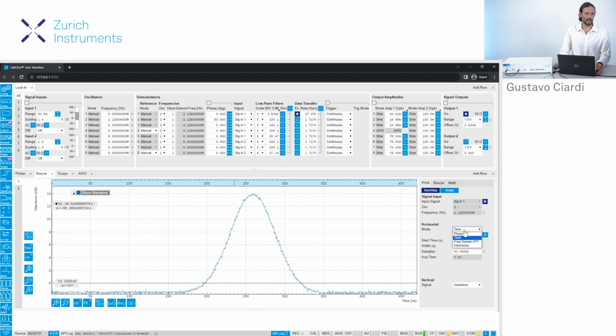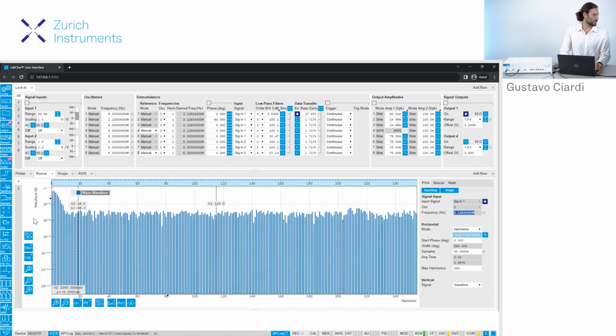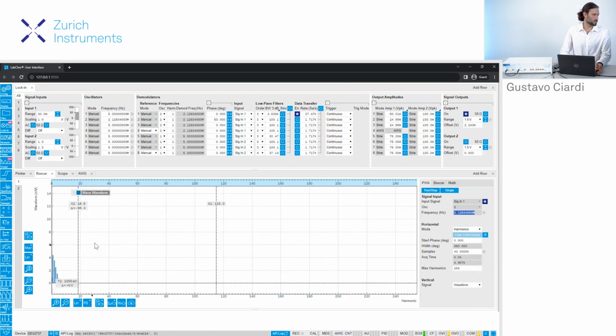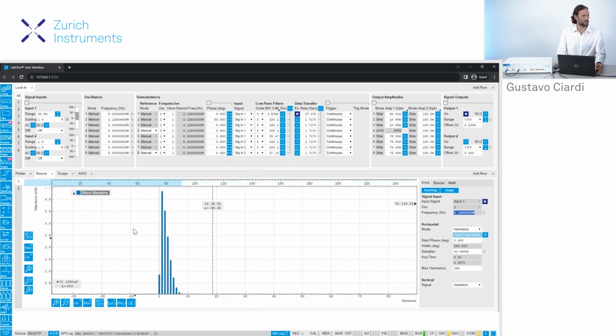And as we've seen before, we can also see the harmonic components of my signal. So now if I increase this, and if I go to linear, we can see that my signal is composed of a certain number of harmonics.